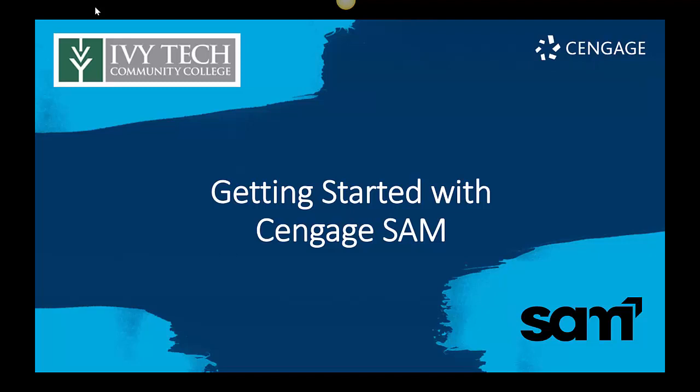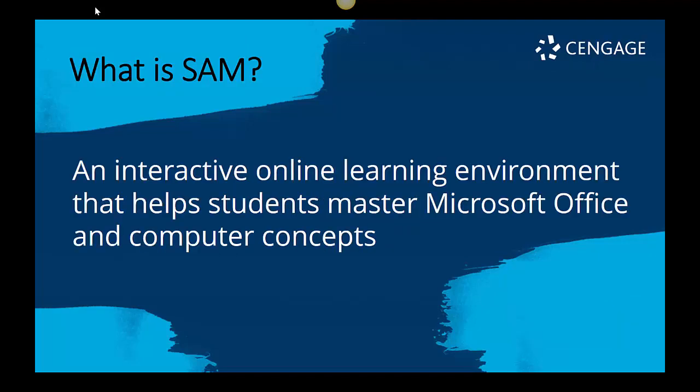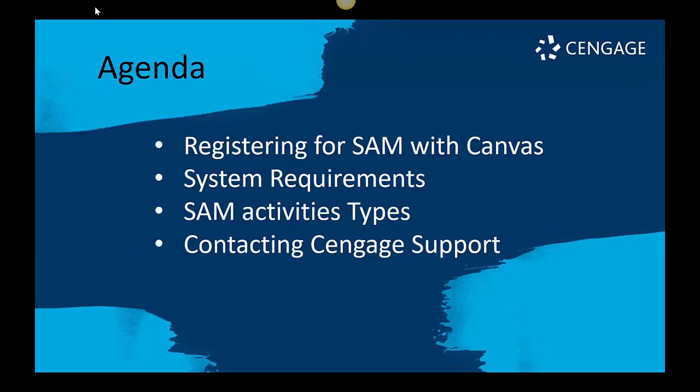This semester, you're taking a course that's going to be using a program called Cengage SAM in order to complete some of your graded activities. SAM is an interactive online learning environment that will help you master Microsoft Office and computer concepts. In today's video, we're going to be focusing on how you register for SAM within Canvas, the system requirements for SAM, the different types of SAM activities, and where you can go with your questions concerning Cengage support.